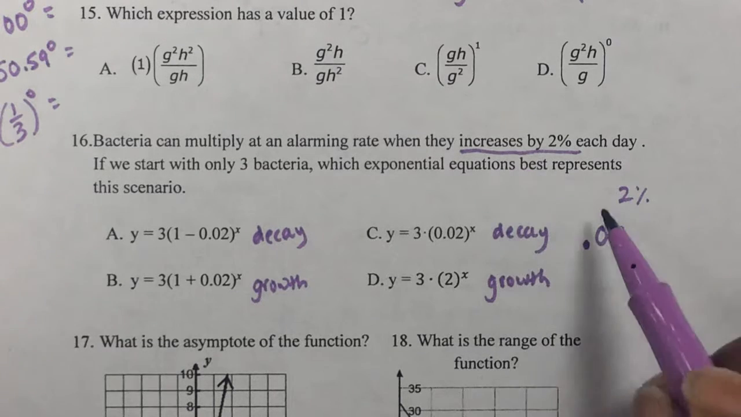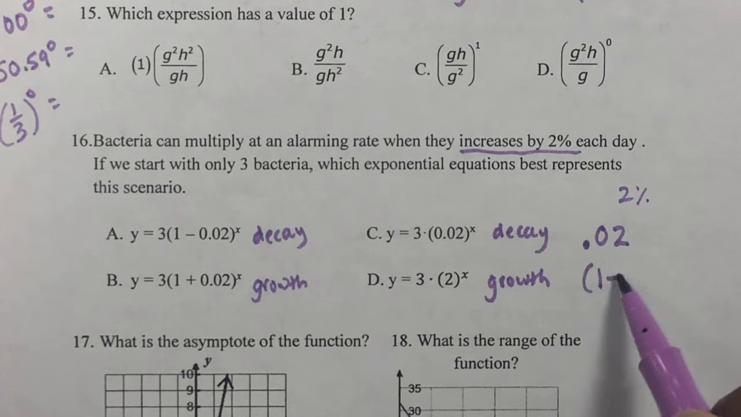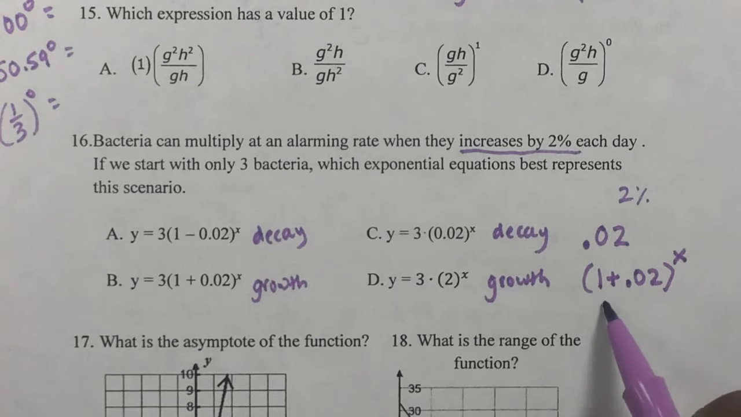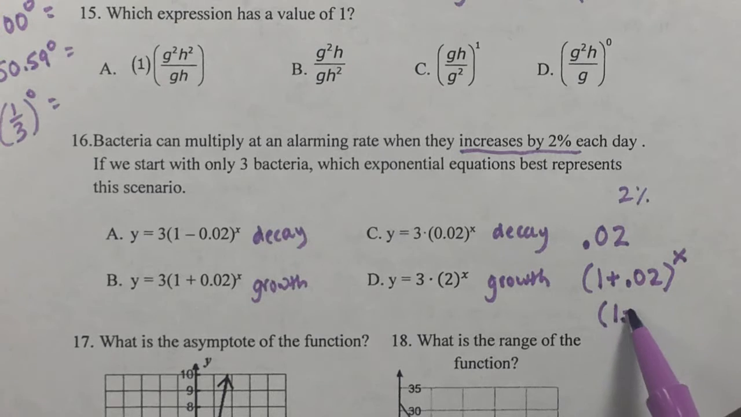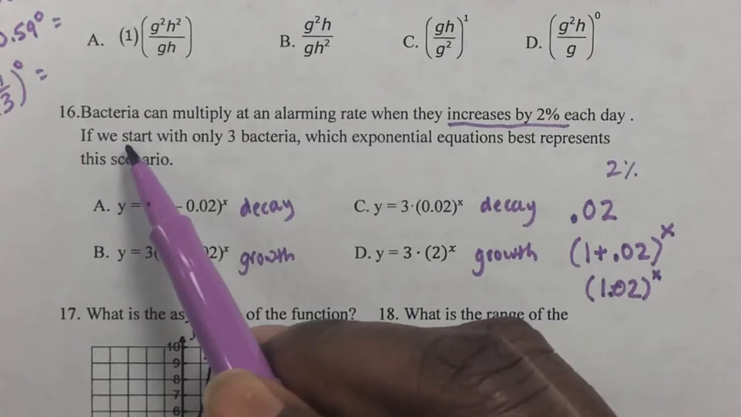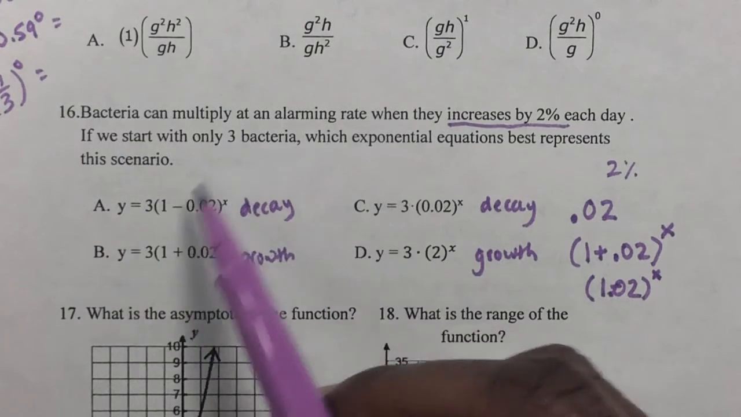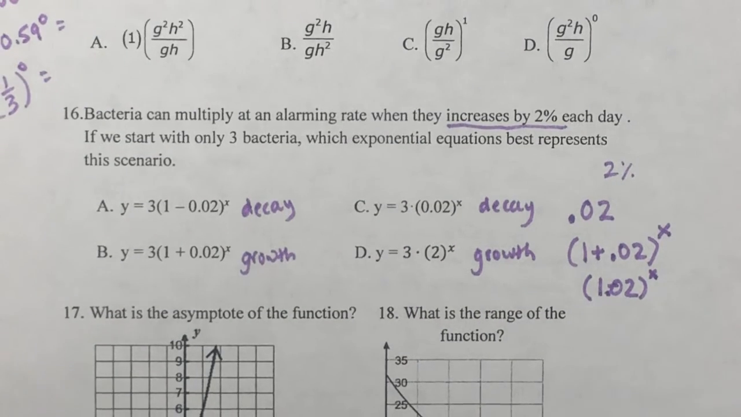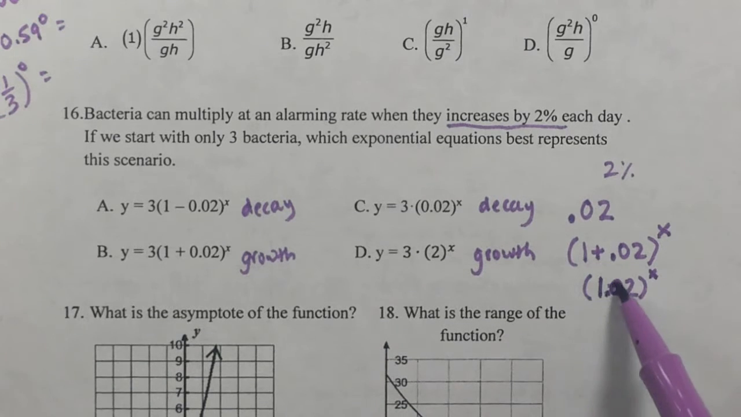And since it's increasing, now we add the 1 to it. So it should be 1 plus 0.02 to the power of x. Or remember, it could also be written as 1.02 to the x. The other thing you probably need to check is the starting bacteria of 3. All of them have 3, but I'm saying it just in case the test is different. So you're looking for a rate of 1.02 or 1 plus 0.02. Okay?